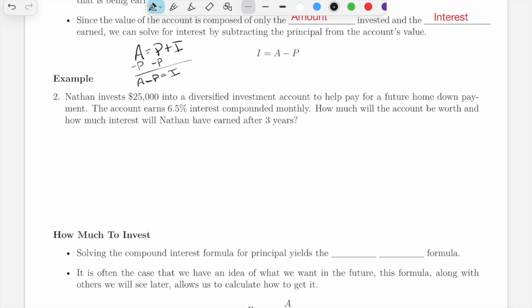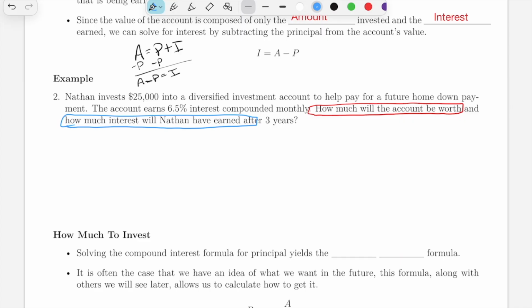Nathan invests $25,000 into a diversified investment account to help pay for a future home down payment. It's good he's thinking about that. The account earns 6.5% interest compounded monthly. How much will the account be worth, and how much interest will Nathan have earned in 3 years? Well, as I was reading this, I want to identify the fact that this actually has 2 questions involved. How much will the account be worth is one question, and the other question is how much interest will he have earned? Okay, so there are two different questions here, and I want to make sure that we do actually answer both of them. Let's go through and identify the important parts of this problem.